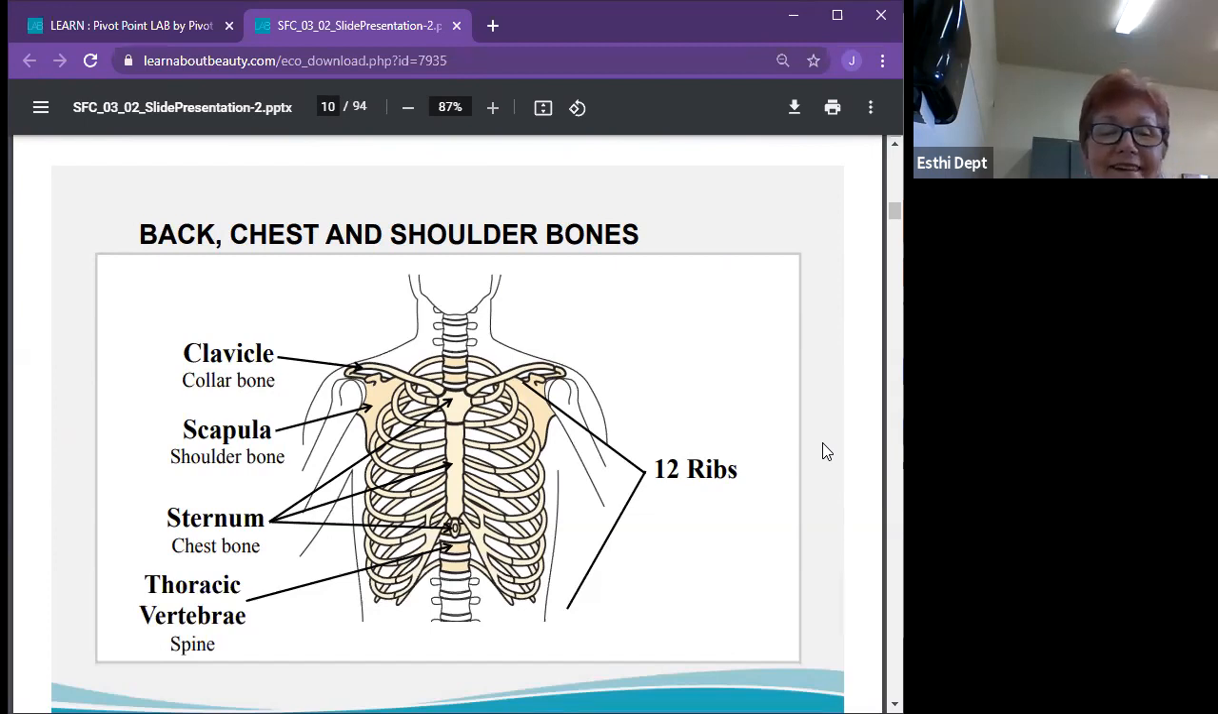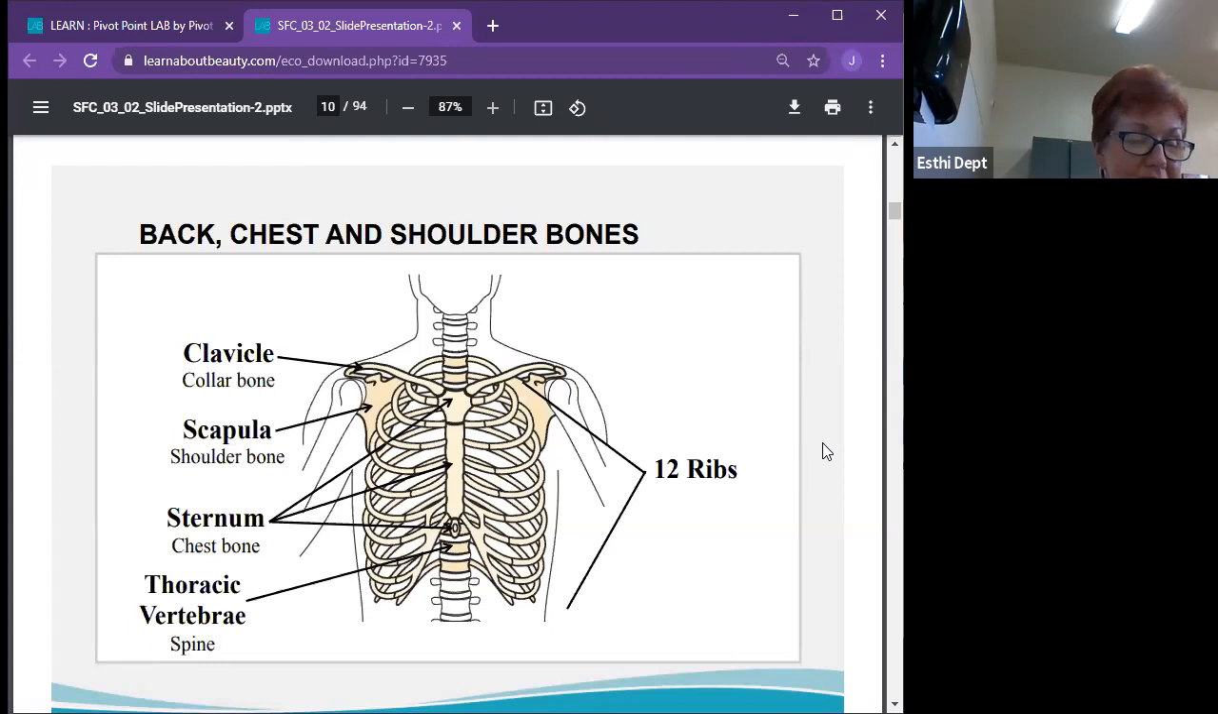So the clavicle, AKA collarbone, they both start with C, to help you remember them, is 1 bone. The scapula, also known as the shoulder blade, SS, is going to be 1 bone. So you have 12, and then you have your clavicle and scapula, right? Hope you're counting right.